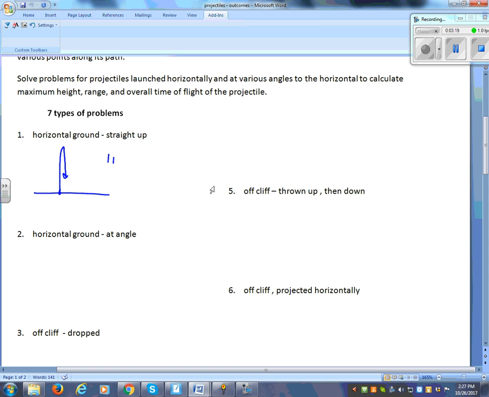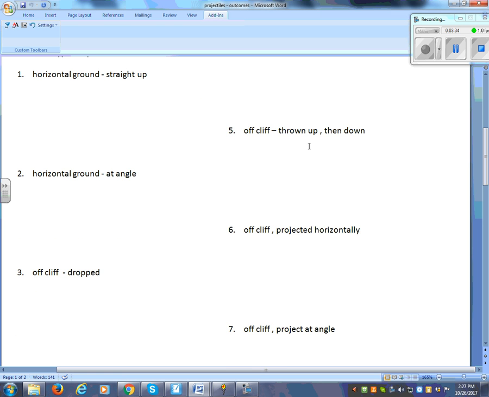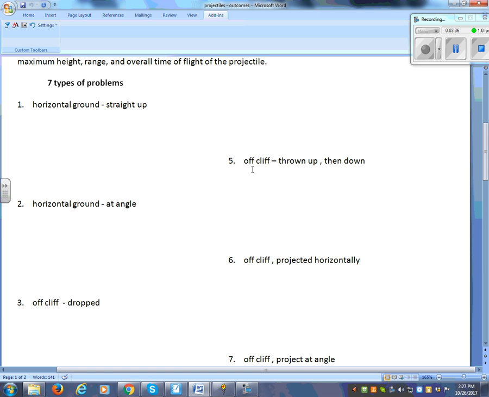Okay? Horizontal ground at an angle. So like this. Sort of like Evel Knievel jumping the fountains at Caesar's Palace. Right? Off a cliff drop. So in other words, you just go to the edge of a cliff and you go, like Wile E. Coyote, falling off the edge. Good representation.